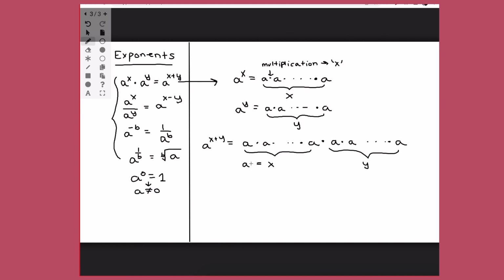So a to the x times a to the y is equal to this. But then this is just a times a times a multiplied by itself x plus y times. So that's just a to the power x plus y, which is what we were trying to prove.